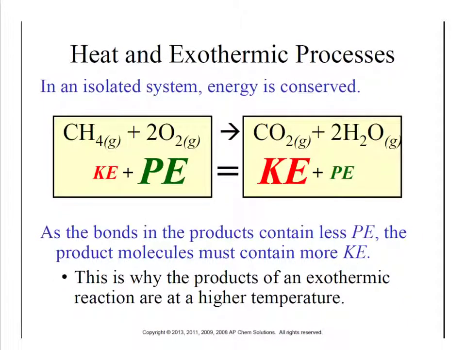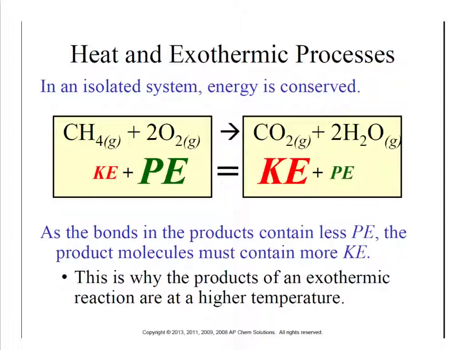Now here's an example of a combustion reaction. Once again, energy is conserved, so we see that methane and oxygen have high potential energy. So the bonds within these guys are very strong, and so that means there's lots of energy built into them. Kinetic energy, though, is lower with respect to the potential energy. After the reaction occurs, we've generated lots of kinetic energy and less potential energy. So these bonds don't have as much energy built into them.